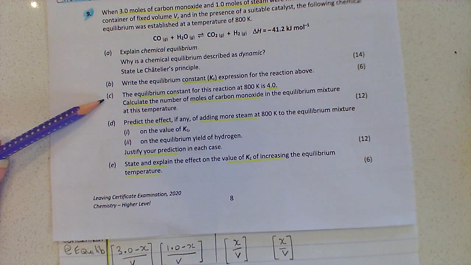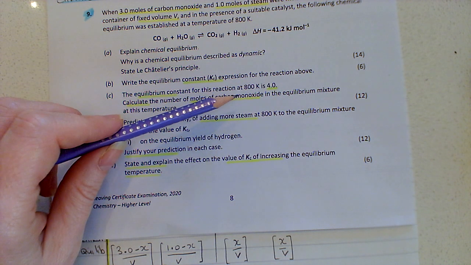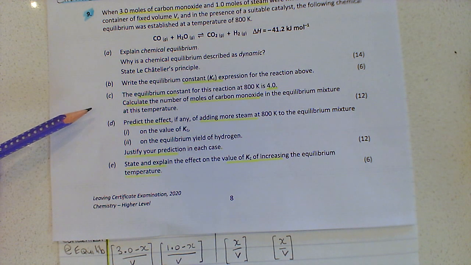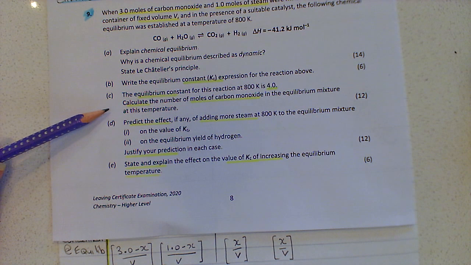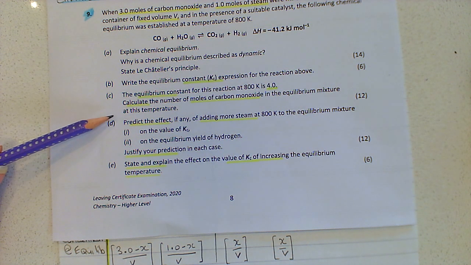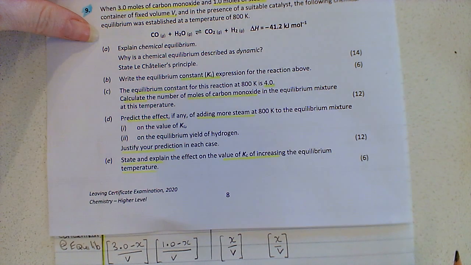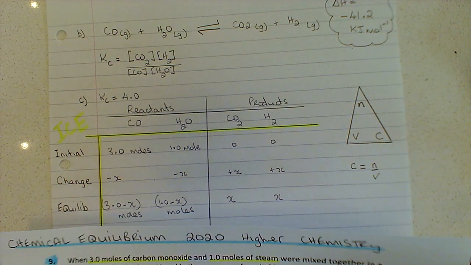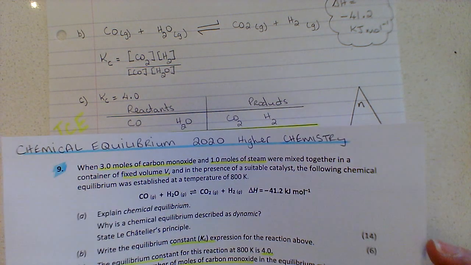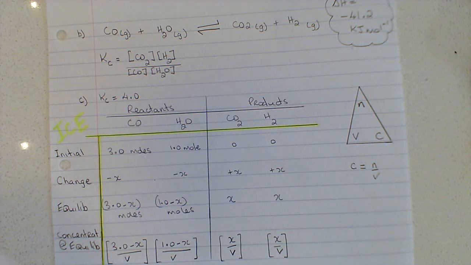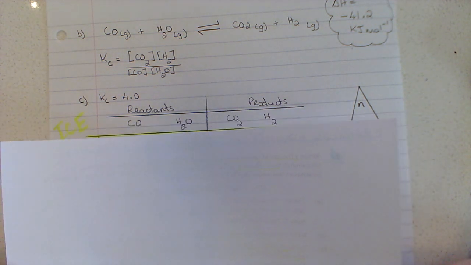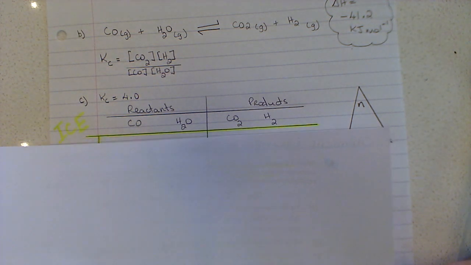In part C of this question, we're told that the equilibrium constant for this reaction at 800 Kelvin is 4.0. We're asked then to calculate the number of moles of carbon monoxide in the equilibrium mixture at this temperature. So in this particular question, we know the value for the Kc, but we want to work out the number of moles of carbon monoxide at equilibrium. So in order to do this, we set up a table. We have our reactants and we have our products, okay? So we have carbon monoxide and water being our reactants, and CO2 and H2, hydrogen, being our products.